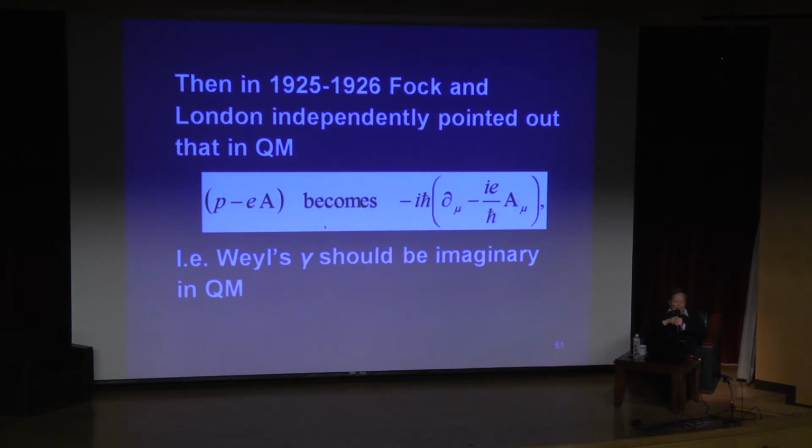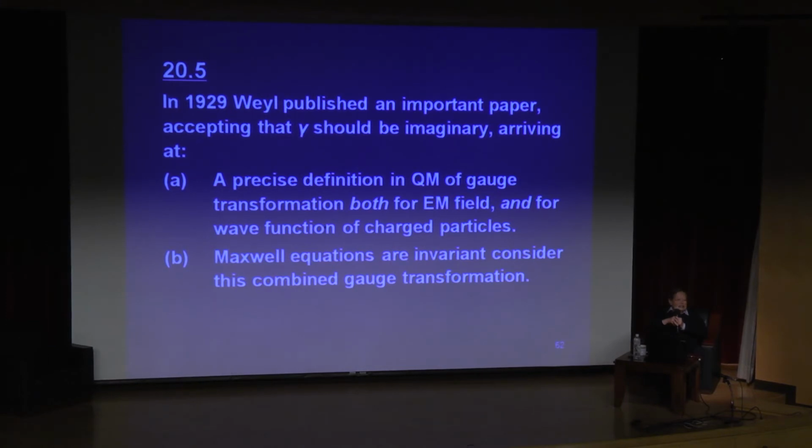Then in 1925 to 1926, Fock and London independently pointed out that in quantum mechanics, p minus eA becomes this expression when you replace p by a differential operator. They compared this formula with Hermann Weyl's proportionality factor, and realized that Weyl's gamma should be imaginary in quantum mechanics instead of Weyl's proposal that gamma be real. In 1929, Weyl bought this idea of Fock and of London and published an important paper accepting that gamma should be imaginary. Once that is accepted, Weyl arrived at two things.